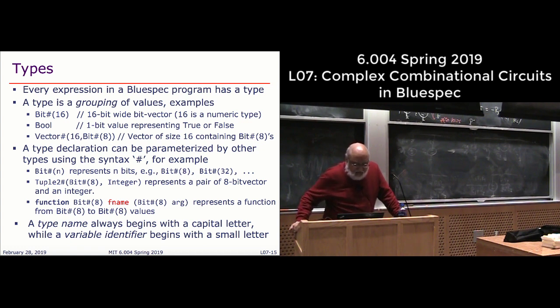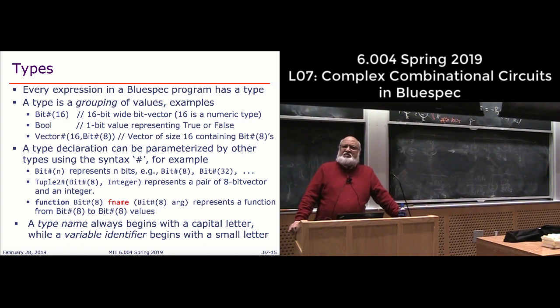Here is a type declaration that can be parameterized by other types using the number sign syntax. Bit n represents n bits, so it could be bit 8 or bit 32 or whatever. Here is another one: you have a tuple 2, whose first component is bit 8 and the next component is integer. This represents a pair of an 8-bit vector and an integer.